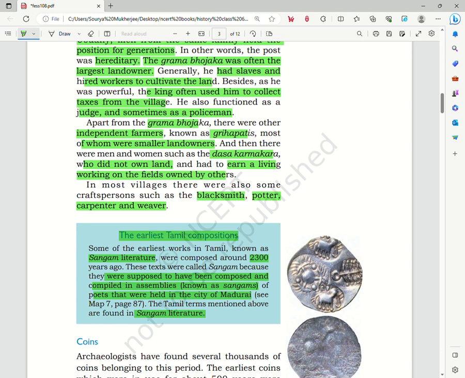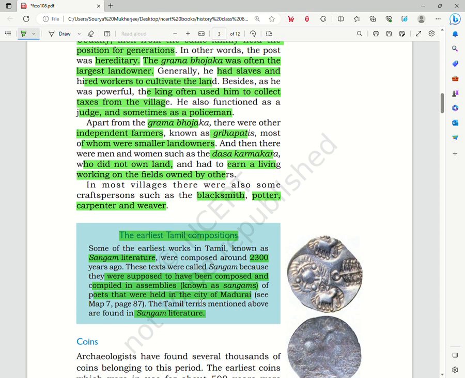Madurai is a city in southern India, and in this city of Madurai, this assembly that met was known as Sangamas. So the literature that was composed in these assemblies was known as Sangam literature. And also, one thing is that these Sangams were held during the time when Madurai was the capital of the Pandya kingdom in southern India.